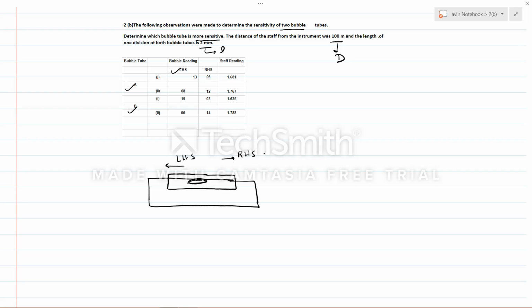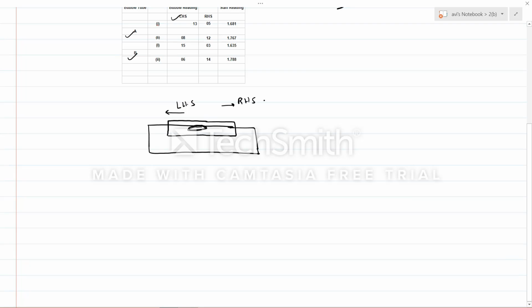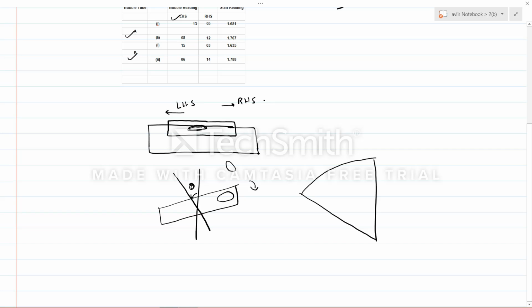Now if I want to move this spirit level in this direction, through an angle we call theta, this bubble tube will also move in this direction, and we take the reading as RHS. If we move it in this direction, clockwise, then the bubble tube will go in the upward direction, and that reading will be LHS. Suppose the angle through which it moved was theta.